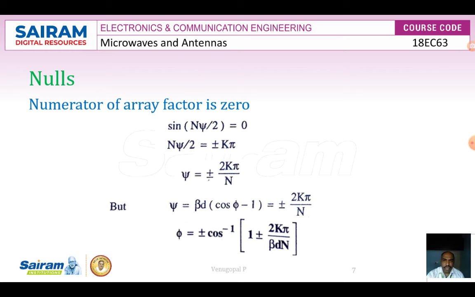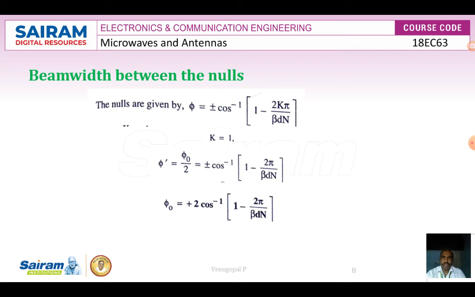Then find out phi as cos inverse of 1 plus or minus 2kπ divided by βd into n. So this is the expression of the nulls using the array factor. Next we can find the beam width between nulls. Nulls are given by phi is equal to plus or minus cos inverse of 1 minus 2kπ divided by βd into n. When k is equal to 1, we will get the phi dash.